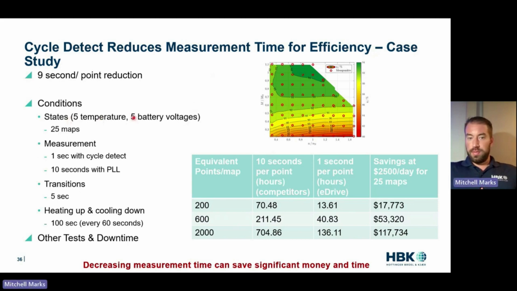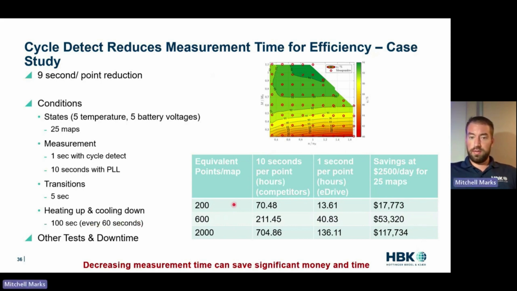So we had 5 temperature states, 5 battery voltages. We had 25 maps. We did a 1 second measurement with cycle detect, a 10 second with the phase lock loop, and then we looked at the transitions. It was about 5 seconds per point, and then heating up and cooling down about every 100 seconds. We had a cool down for about 100 seconds every 60 seconds.